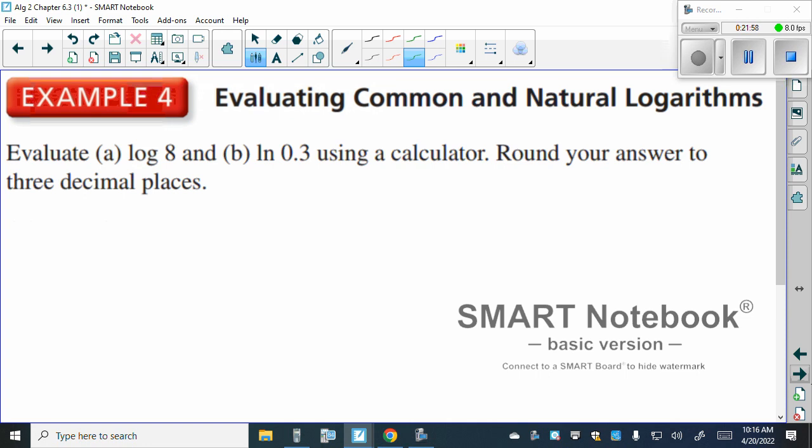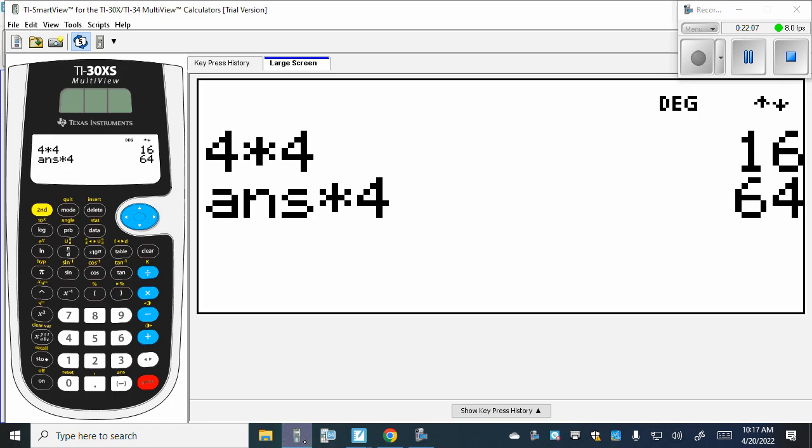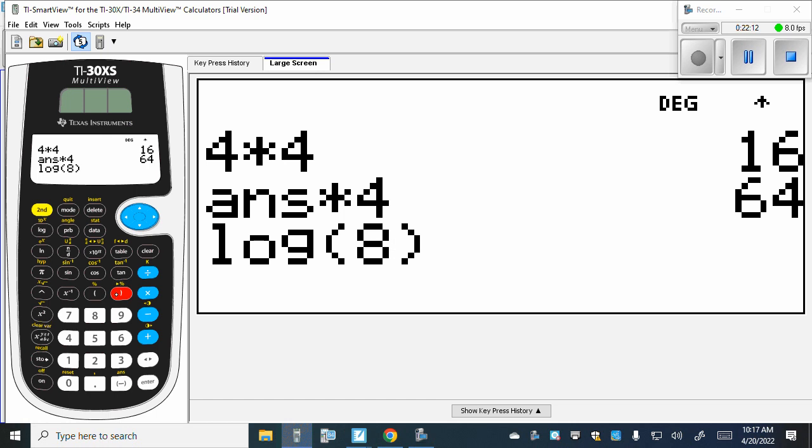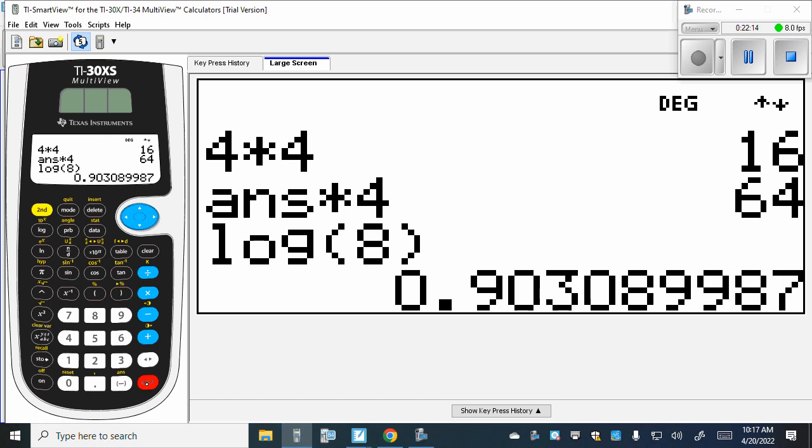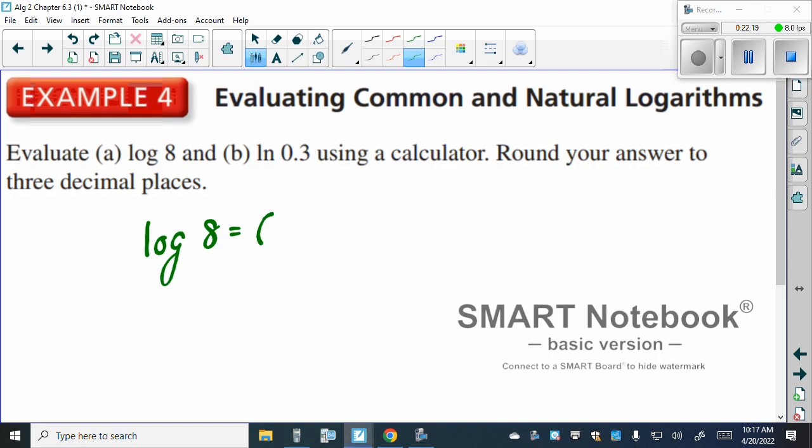Common logs and natural logs. Evaluate log of 8. So we're going to evaluate log of 8 using a calculator and round to 3 decimal places. So we can take a calculator and hit log 8. Enter. 0.903. That's it. Because we're just wanting to evaluate this using a calculator and rounding to 3 places.